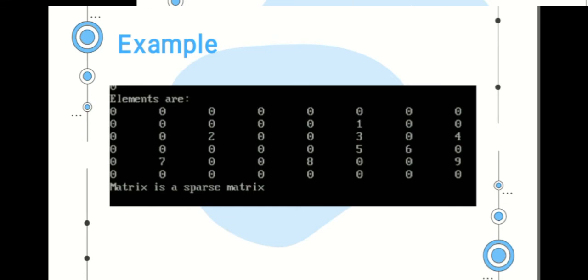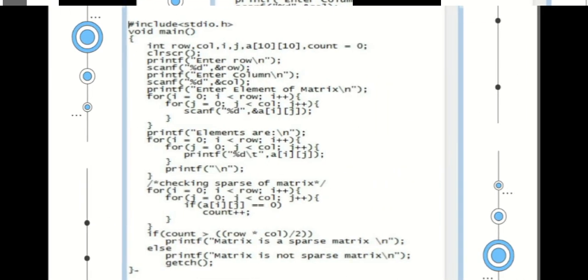A sparse matrix is a matrix in which the number of zeros is more than the number of non-zero elements. If we store this sparse matrix as it is, it will consume a lot of space. Therefore, we store only non-zero values in the memory in a more efficient way. This is the code I use to check whether the given matrix is a sparse matrix or not.